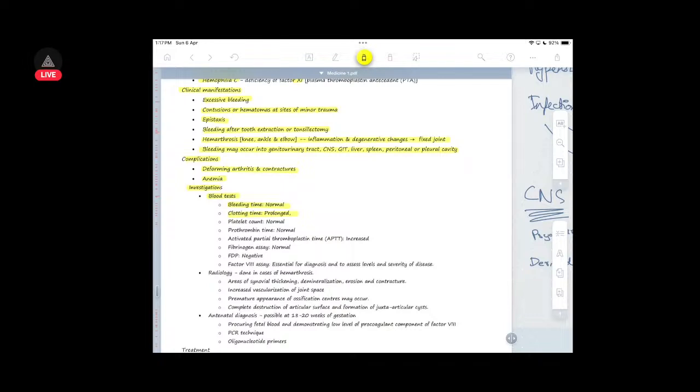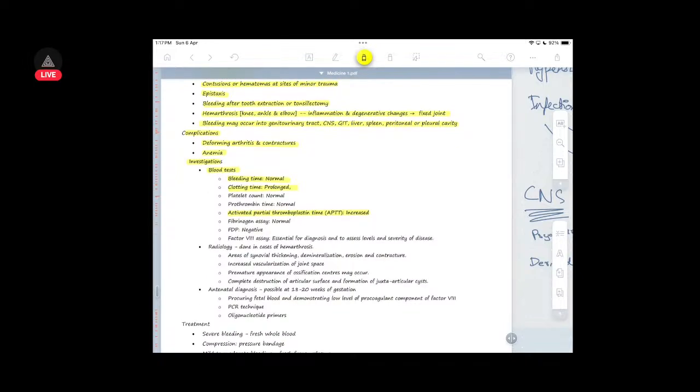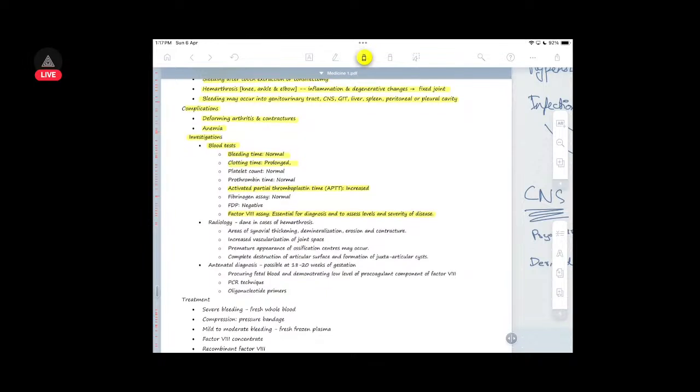Prothrombin time is normal. APTT, activated partial thromboplastin time, will be increased. This leads to clotting time increased. Fibrinogen will be normal, prothrombin time normal, platelet count will be normal. Factor 8 assay is used to assess levels and severity.